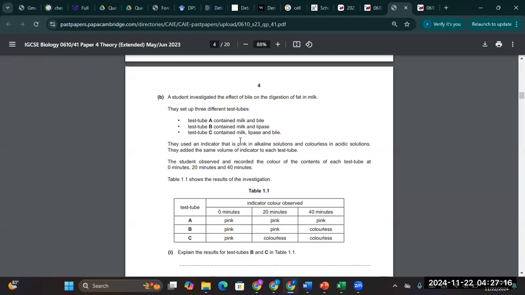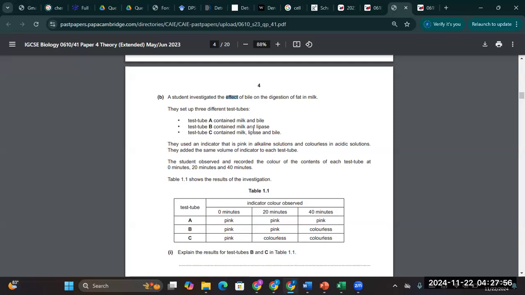They used an indicator that is pink in alkaline solutions and colorless in acidic solutions. Okay, so they wanted to study the effect of bile on the digestion of fat in milk. What is the experiment? Effect of bile on the digestion of fat in milk. So how good is bile in digesting the fat in milk? So to test it, they used an indicator. That indicator will be pink if the solution is alkaline and colorless if the solution is acidic. They added the same volume of indicator to each test tube.